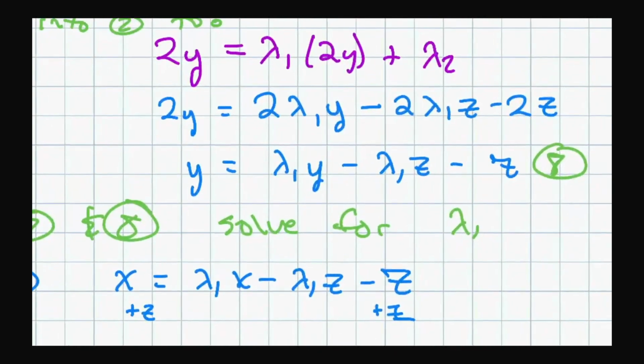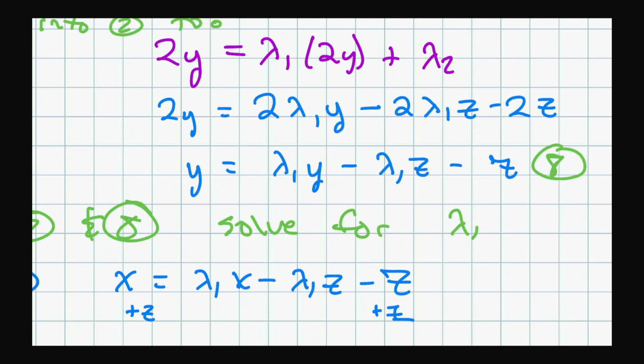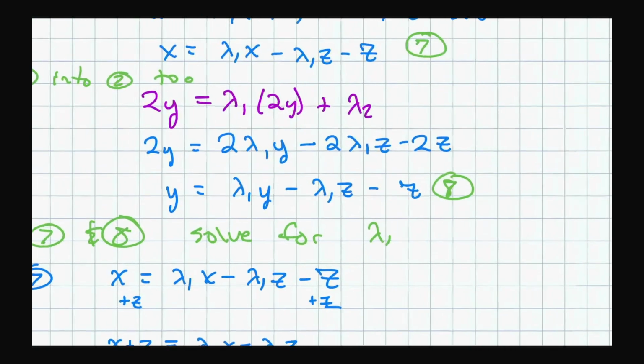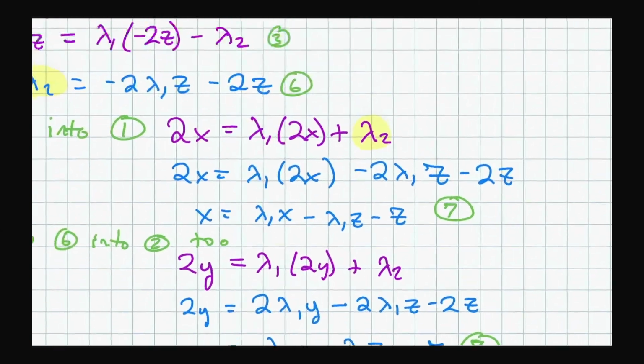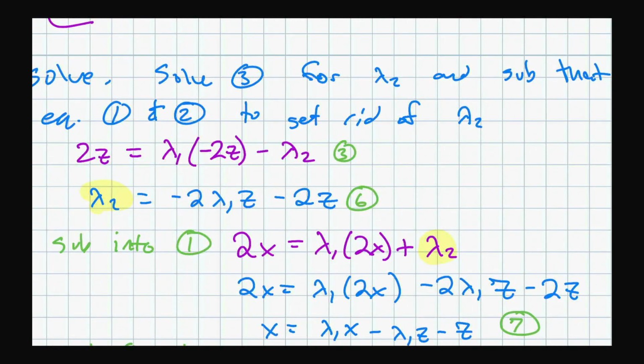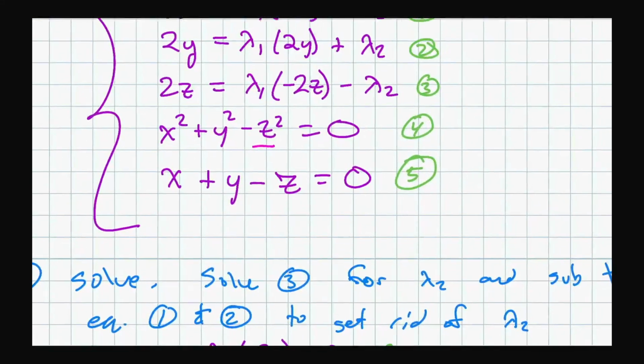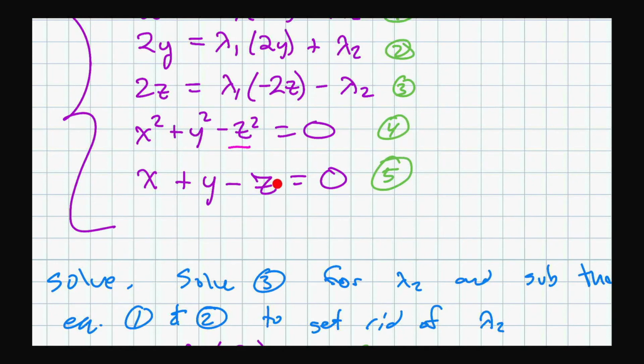For example, equation 8, if you replace the y with an x, you get x equals lambda 1 x minus lambda 1 z minus z. So what? Because that's actually just the same equation as equation 7. So replacing x equals y in 7 or 8 doesn't give you anything new, so you don't care about 7 and 8. Equation 6 doesn't have any x's and y's, so we are not going to use that one. This one does, but if I replace x with y here, I'm going to get 2y minus z equals 0. That's something.